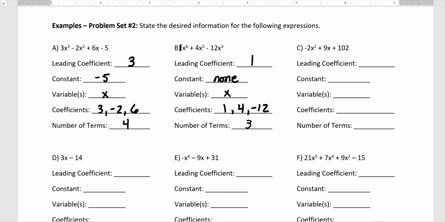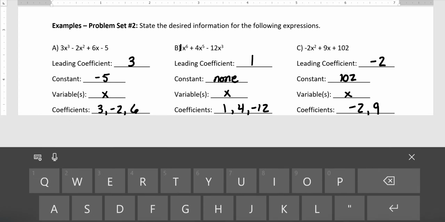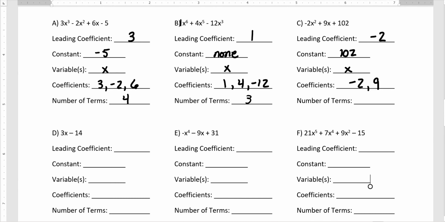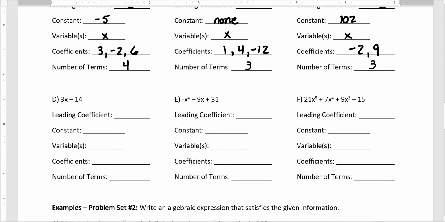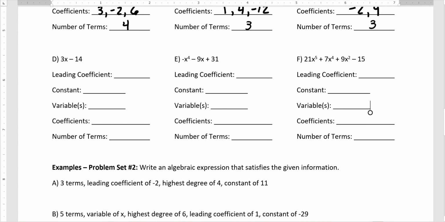Looking at letter C, a leading coefficient, well, x squared is our term with the highest degree, and negative 2 is what's in front of that, so negative 2 is our leading coefficient. Our constant in this one, 102, is being added without a variable. Our variables that we're dealing with are x. Our total coefficients, we have negative 2 and 9. Remember, 102 isn't a coefficient because it is the constant. And then the number of terms we have for this one are 3. All right. If you have any questions, raise your hand, let me know. Otherwise, why don't you go ahead and try D, E, and F on your own, and then we'll go through those together. All right, let's see how we did here.